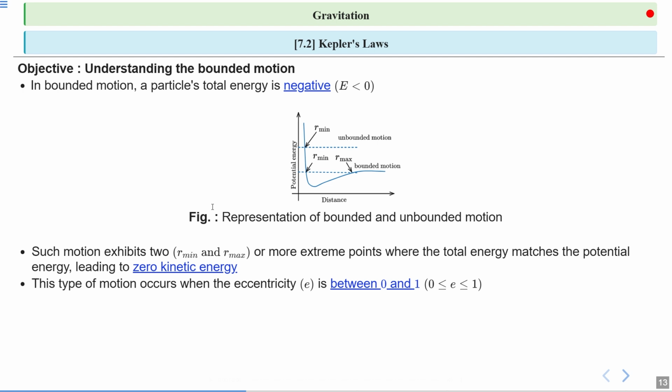Such motion exhibits two or more extreme points, R minimum and R maximum, where the total energy matches the potential energy, leading to zero kinetic energy. This occurs at two or more points, R minimum and R maximum. Bounded motion is characterized by eccentricity between 0 and 1. Alright?